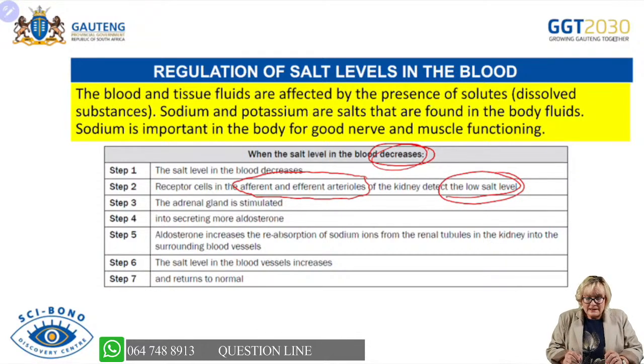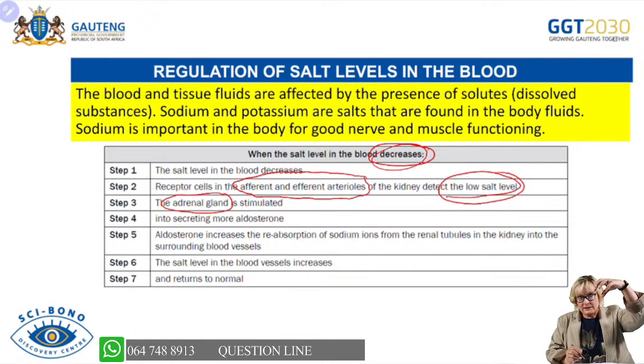The adrenal gland is stimulated. Now you know where the adrenal gland is. It's that little cap that's on top of your kidney. So that gland is stimulated and it secretes more aldosterone. That's the name of the hormone. Aldosterone increases the reabsorption of sodium ions from the renal tubules in the kidney into the surrounding blood vessels.